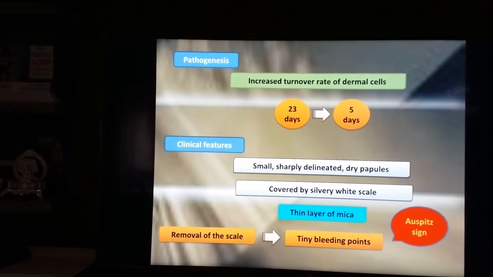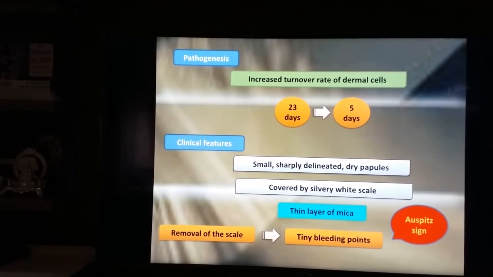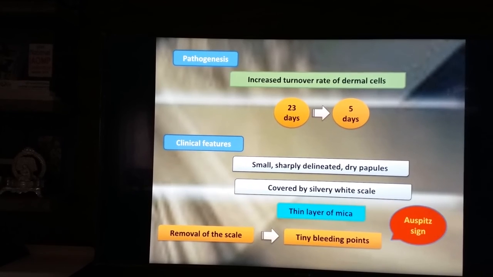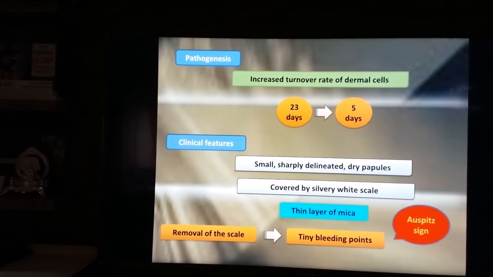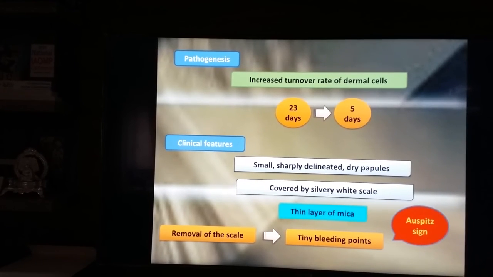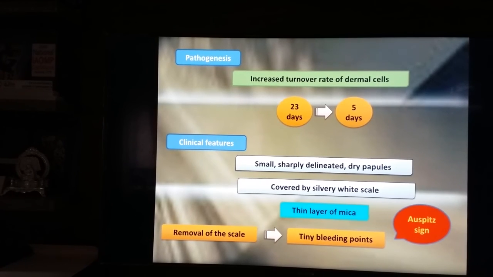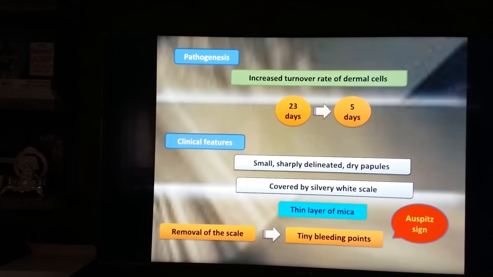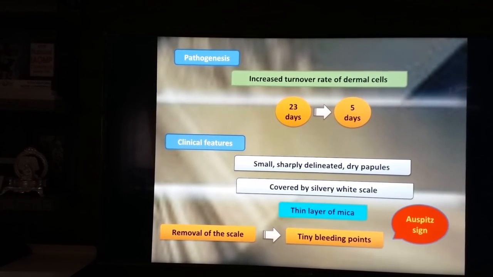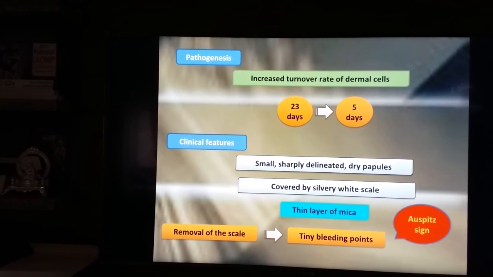Now, usually as a pathogenesis, the increased turnover rate of dermal cells can take place. You will find epidermal cells which normally turn over in 23 days run up very fast to a 5-day period. Such lesions are characterized by small, sharply delineated dry papules covered by silvery white scales, and you will find a thin layer of mica-like lesions which could be scraped out from the skin surfaces. Removal of the scale will lead to tiny bleeding points, which is called Auspitz's sign.